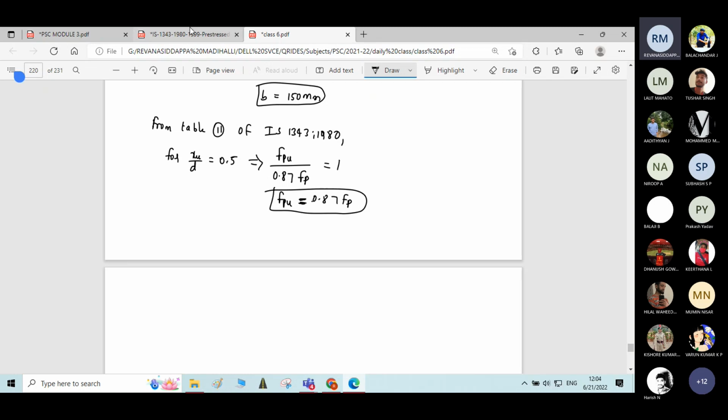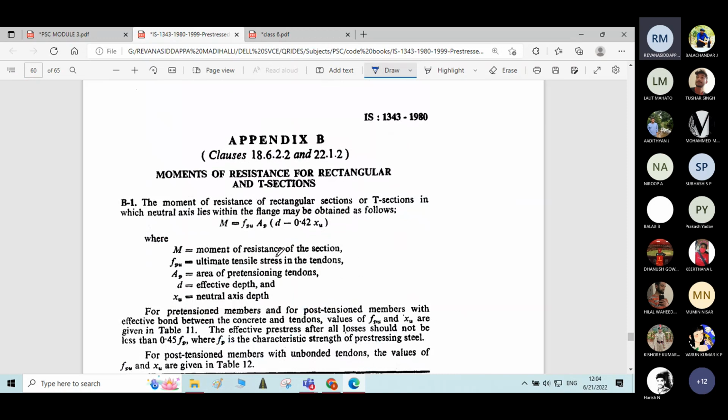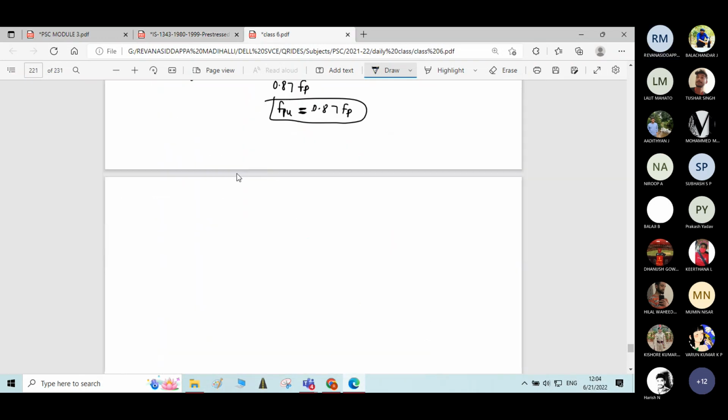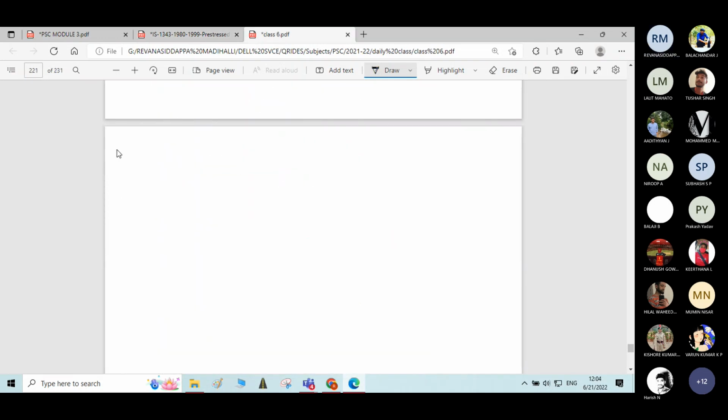Okay. Now we know the formula for finding the moment of resistance here. For rectangle section, M is equal to APU AP into D minus 0.42 XU. Let me copy this formula here. We know that MU is equal to FPU into AP into D minus 0.42 XU.